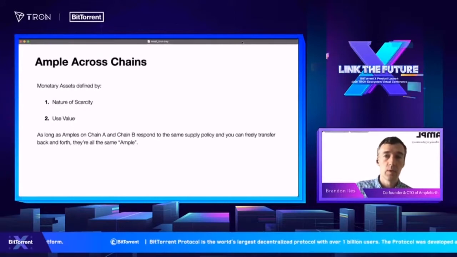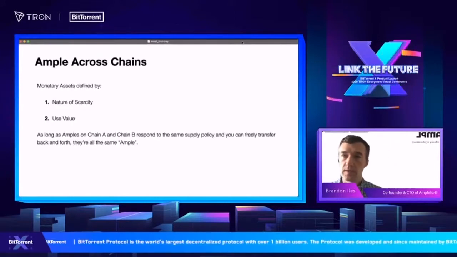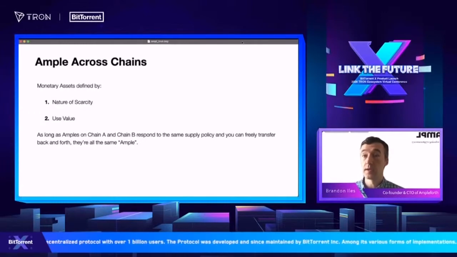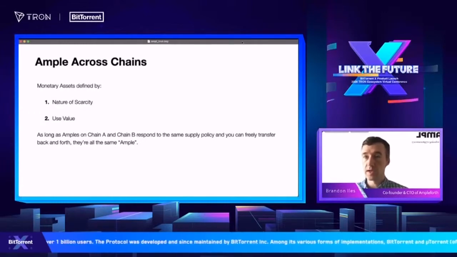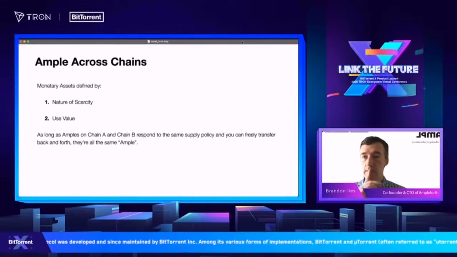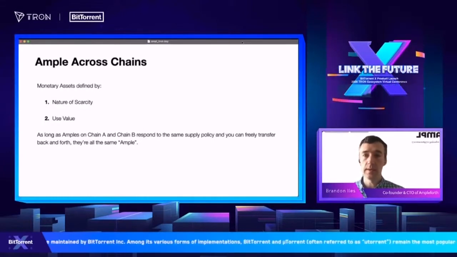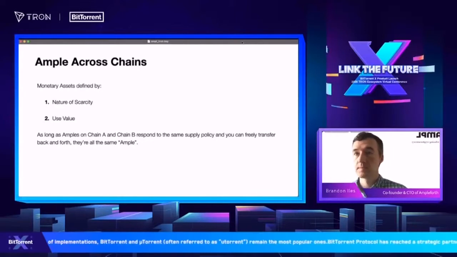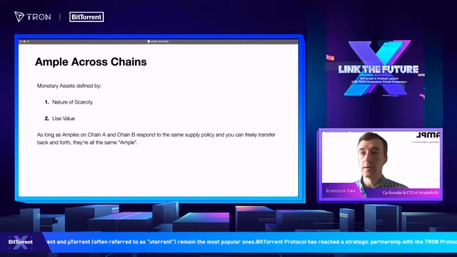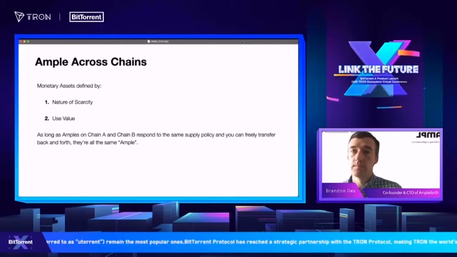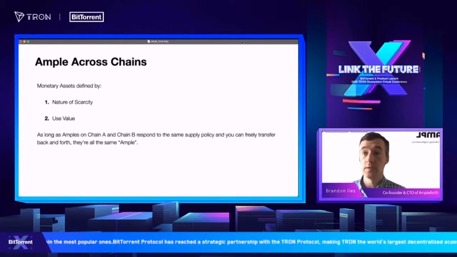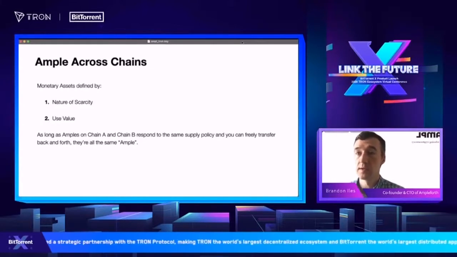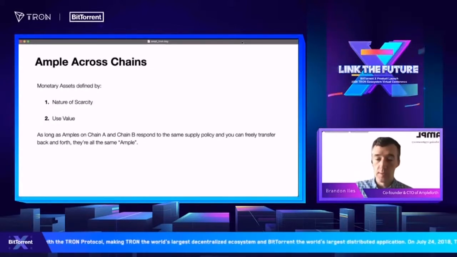So if we want Ample on both, say, Ethereum and Tron, as long as anyone can transfer Ample between both locations, and as long as the Ample on both locations responds to the same supply policy, then they're all the same Ample, right? So it doesn't really matter where you are. Ample on Tron will be a first-class citizen, just like anywhere else it's been before. So I think that's really exciting.